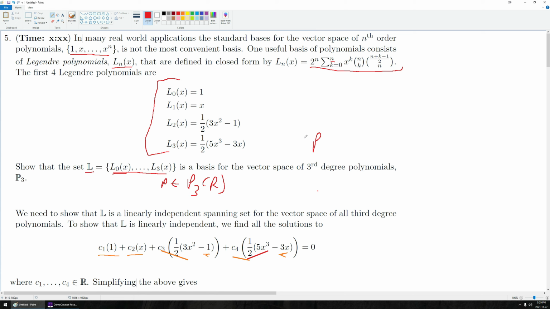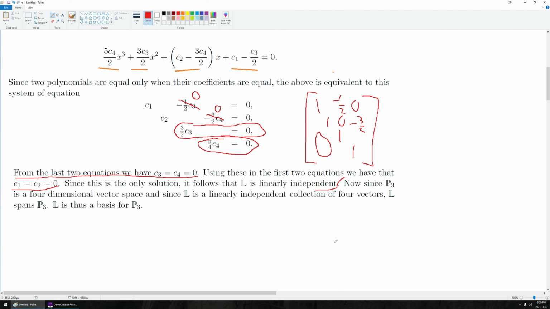So instead of proving that directly, I can use a fact that we've shown previously. P3 is a four-dimensional vector space. Okay. L is a linearly independent collection of four vectors. Well, that tells me that L spans P3. Why? Well, I know that any collection of n linearly independent vectors in an n-dimensional vector space is a basis.